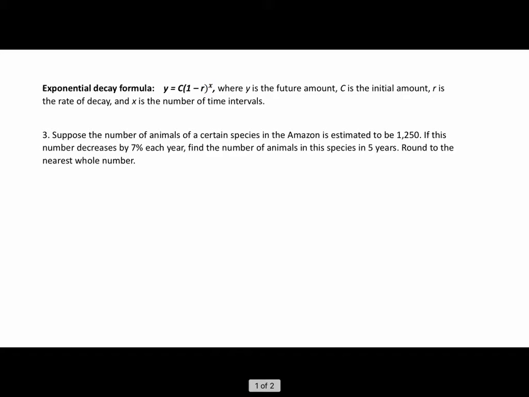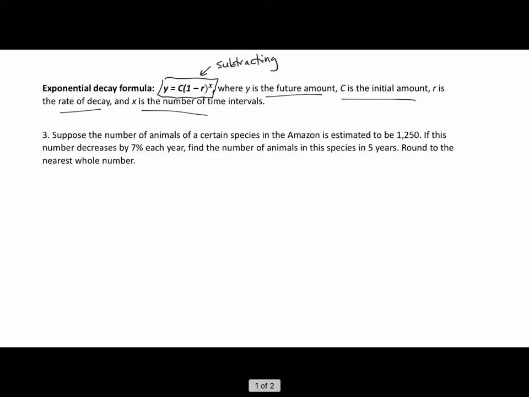Then the other type of exponential function is exponential decay, and the equation for that type is written here, and it looks very similar to the exponential growth equation. What's different is instead of adding, you're subtracting the rate from 1 because you'll have a fraction there. You'll have less than 1. So C is still the initial amount, Y is the future amount, R is the rate in a decimal form, and X is the number of time intervals.